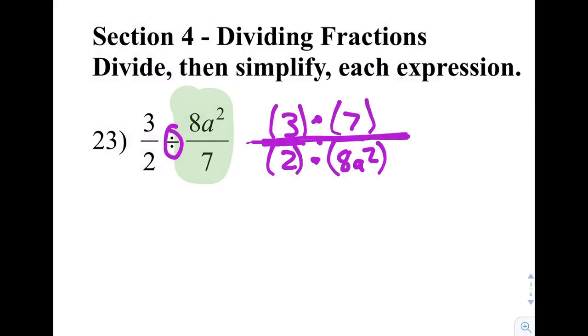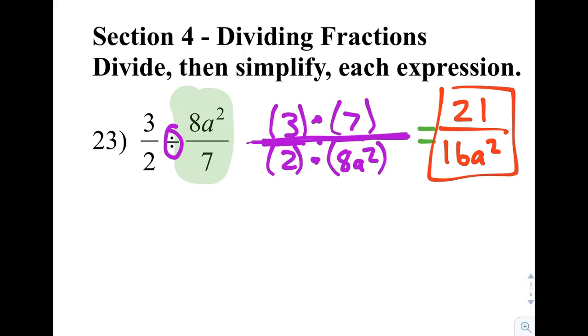I see that on the top I have a 3 and a 7. On the bottom I have a 2 and an 8. They're not going to share any factors in common. So in fact, it's actually not worth trying to simplify anything on this problem, and I can just go straight to my simplified answer of 3 times 7 is 21. 2 times 8 is 16, and then an a squared. So this right here would be our simplified answer, and you'll see it doesn't actually reduce at all.